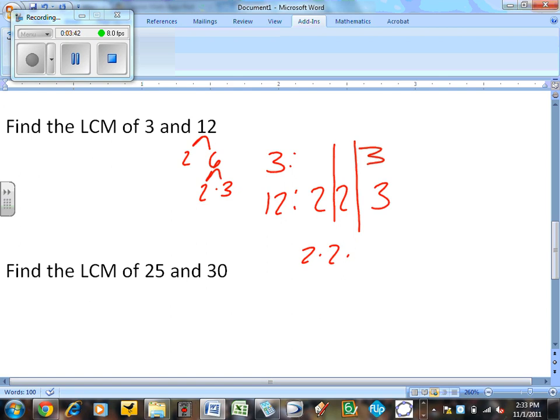2 times 2 times 3. 2 times 2 is 4, times 3 is 12. All right, so 12 is the least common multiple. We can multiply 3 by 4 to get to 12, and we can multiply 12 by 1, and obviously it'll stay 12.